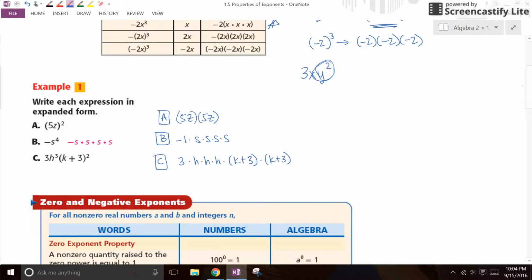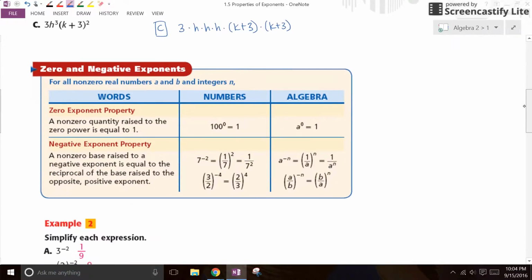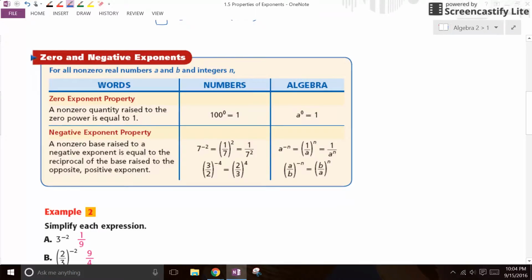All right, what about some properties of exponents, or zero and negative properties of exponents? Anything to the 0 power is 1. Easy, anything. I mean, you take my name, Meyer, and you raise it to the 0 power, that's going to be 1, no matter what you have. Anything to the 0 power, always 1.